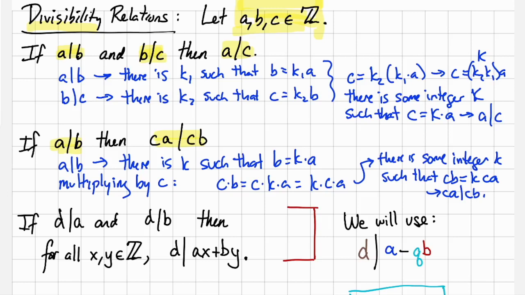Let me give one more rule that will be useful in a little bit. And that is, if d is a divisor of a and d is a divisor of b, then for all integers x and y, d is also a divisor of ax plus by. So not only is d a divisor of a and d a divisor of b, but it's a divisor of every combination of a and b as well.